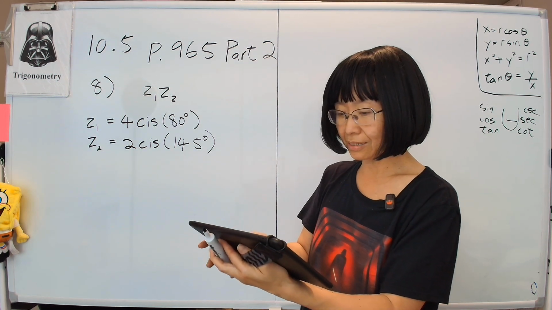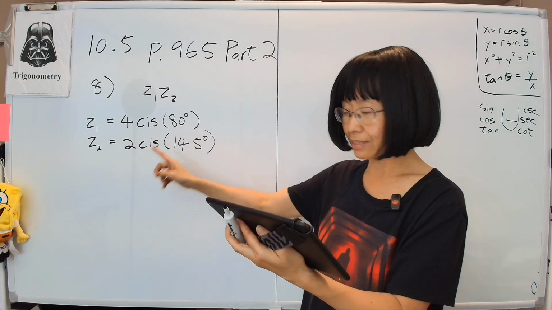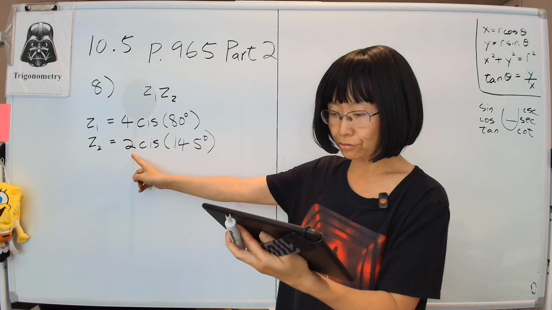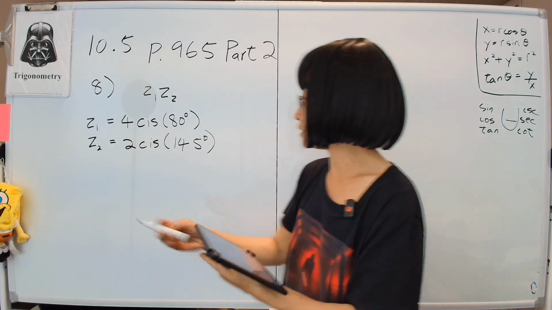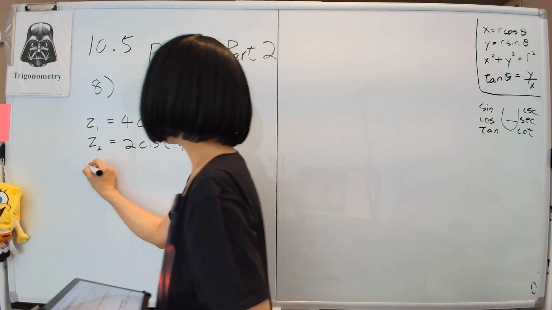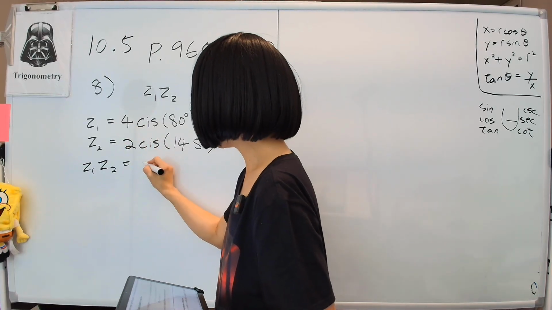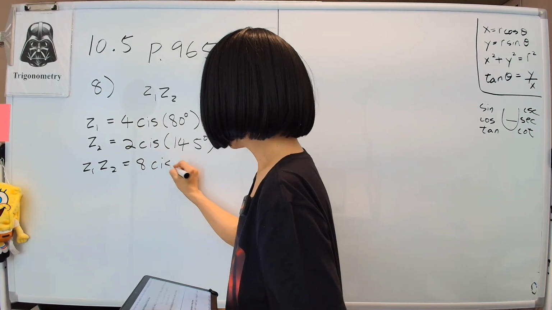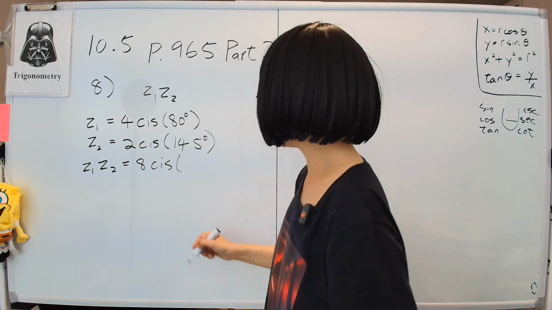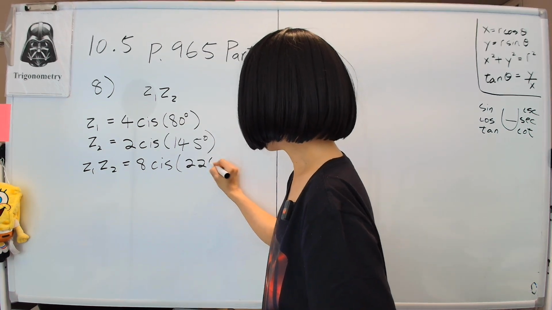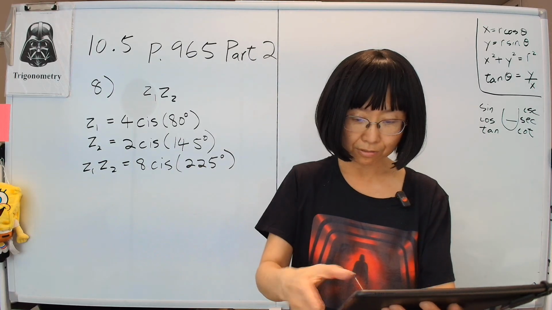Example 8 says that z1 is 4 cis 80, and z2 is 2 cis 145. So by the formula we just learned, z1 z2, which is what we're trying to figure out here, is equal to this times that, which is 8, and then cis, where the angles are added together according to the formula, so 80 plus 145, that would be 225 degrees. And that should be the answer, right? And so that is that.